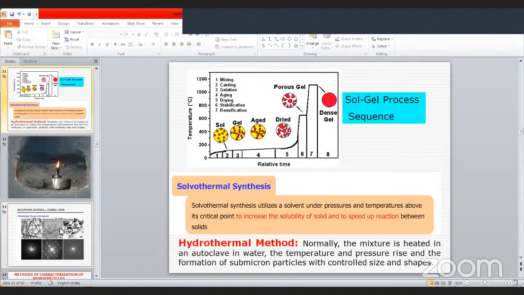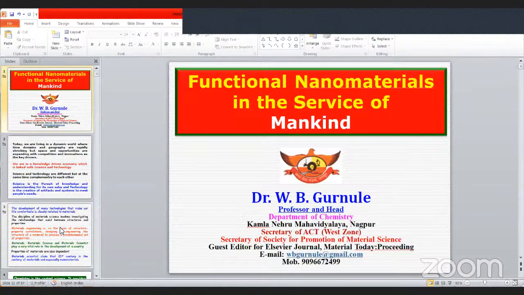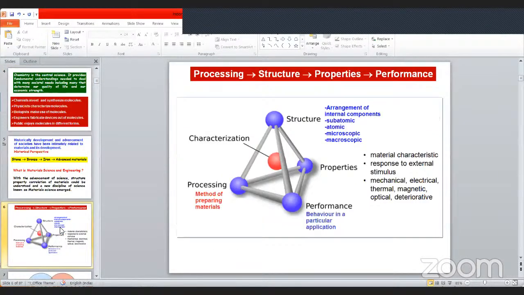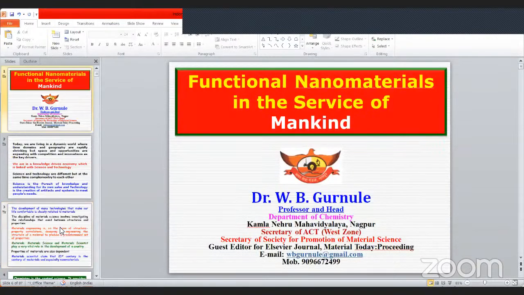These are some methods, and the sol-gel method is the important one. Some we are also using are solvothermal and hydrothermal methods. This is one of the methods. Same thing is happening again. So different methods are there.